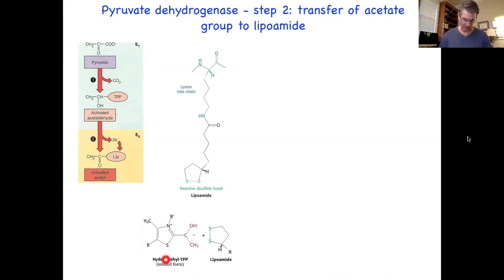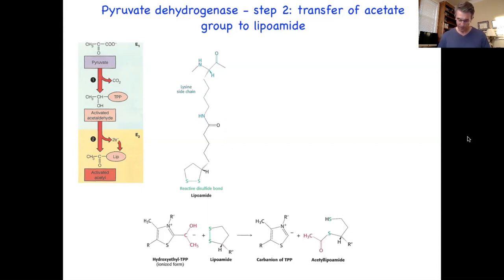So here's our hydroxyethyl TPP. In this form, it's now ionized. There's our activated resonance stabilized carbanion. That's going to attack one of those electrophilic sulfurs in that disulfide bond to basically thioesterify that carbonyl carbon of that acetate group, and it's going to migrate then from the TPP over to one of the sulfurs on that lipoamide group. In this form, it's dihydrolipoamide here. It's hydroxyethyl lipoamide now, once we've made that thioester, right?